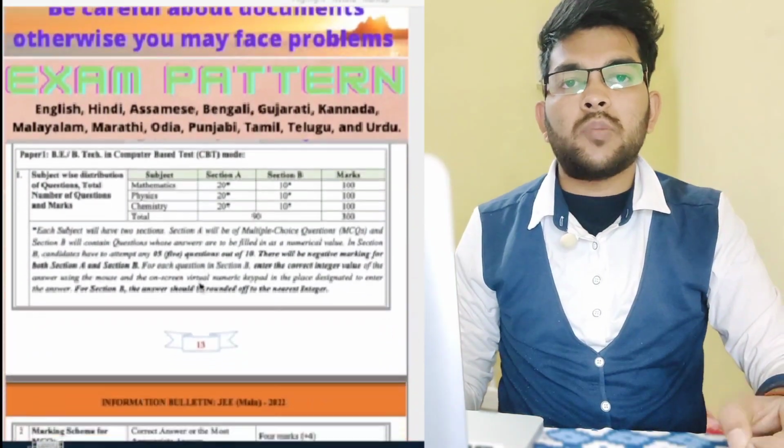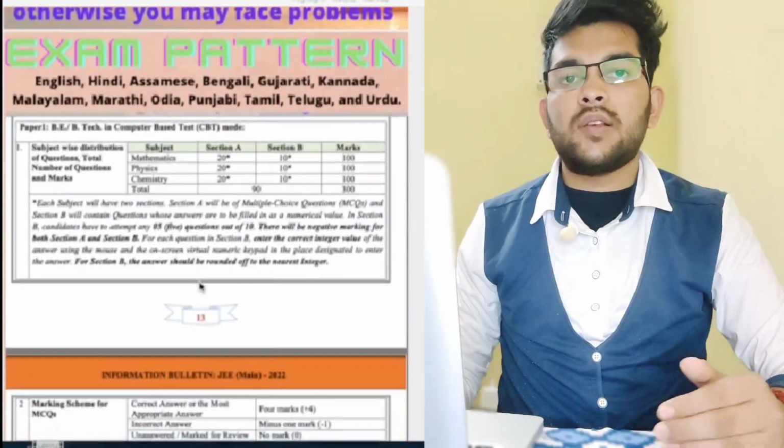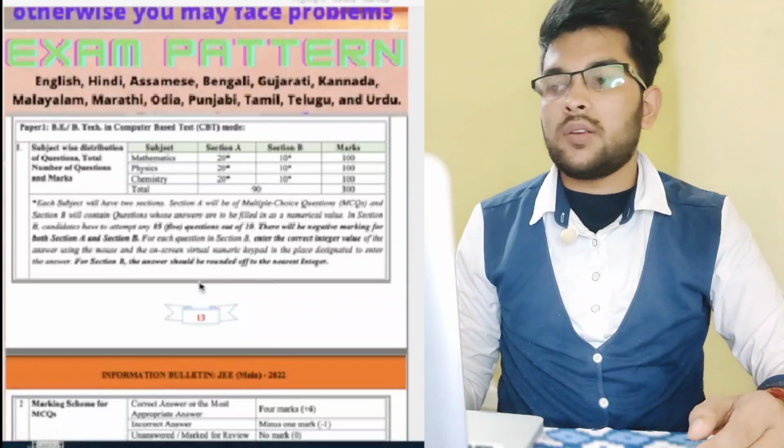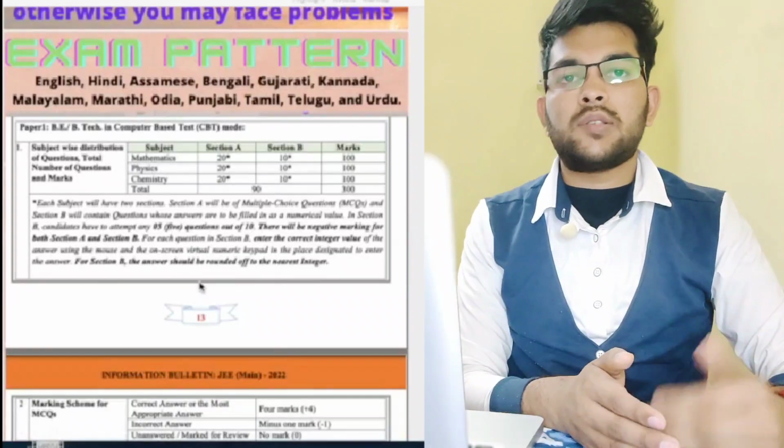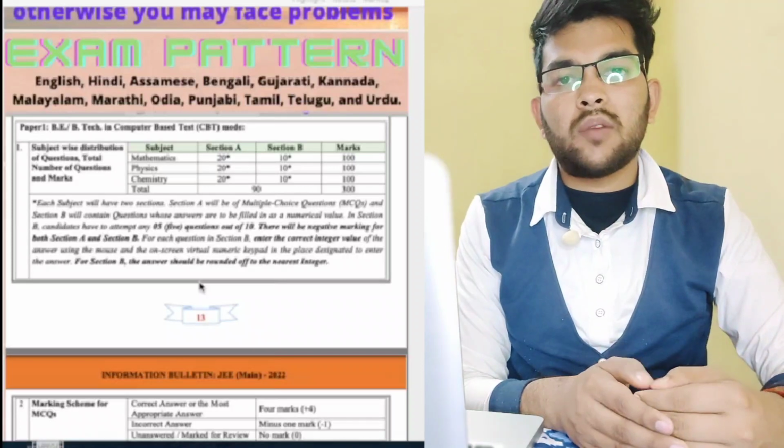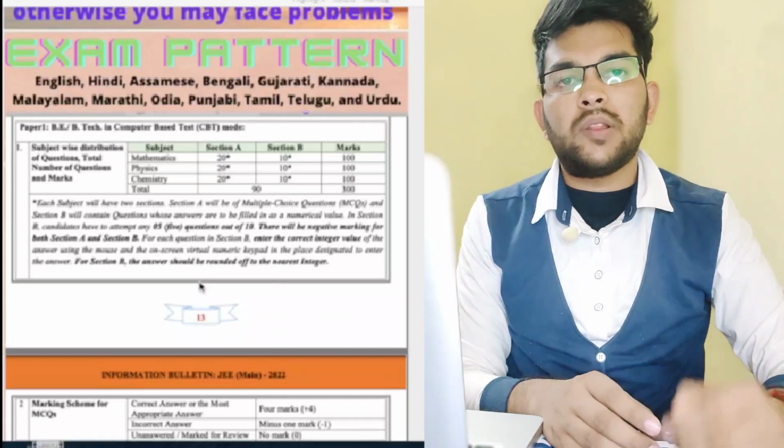Now let's talk about the exam pattern. That is most important, because there are some changes this year in the JEE Mains 2022 exam pattern. As you all know, nowadays NTA takes the examination in multiple languages. That is, a total of 13 languages will be available for you.